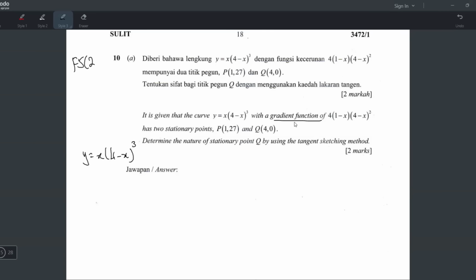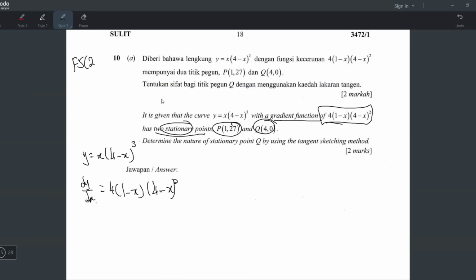Okay, we have a gradient function of this. It means this is the dy dx lah. Remember guys, gradient function means dy dx. Yeah, the other name for dy dx is gradient function or gradient curve. So this is the dy dx. So we don't even need to differentiate. They already differentiated for me. 4 bracket 1 minus x, 4 minus x square, bracket square, right? Okay, and then it says it has 2 stationary points, point P and point Q. So stationary point means turning point. Okay, so I'll write here TP.